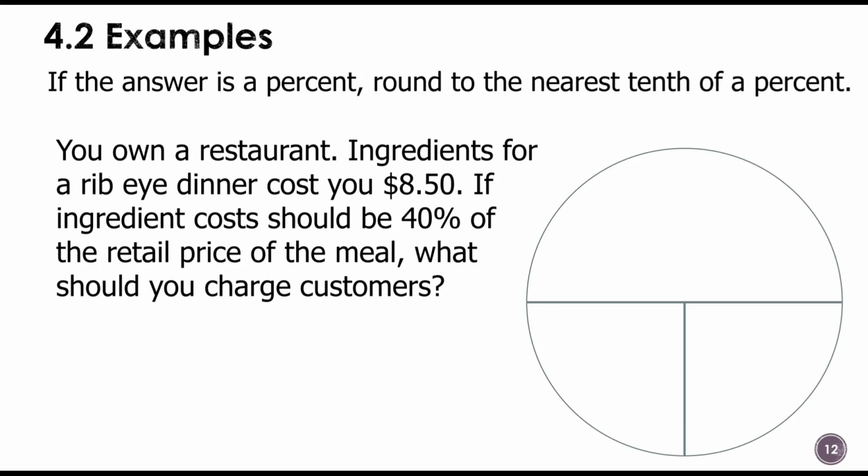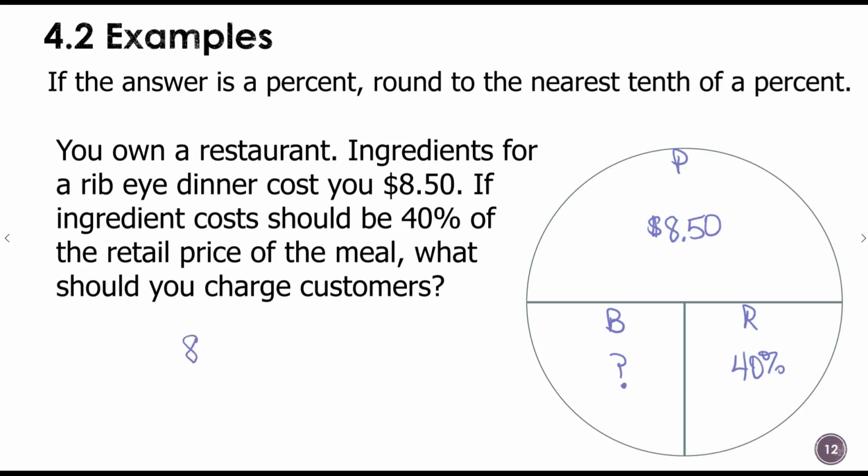If the ingredient cost should be 40% of the retail price of the meal, then that's supposed to be the rate. So my rate is 40% of the retail cost, which means that's the part I'm looking for, right? What should you charge customers? The ingredients for this meal cost you $8.50. And so this is going to tell you what to charge the customers so that you make a decent profit. And 40% of the retail is the cost of the meal for you.